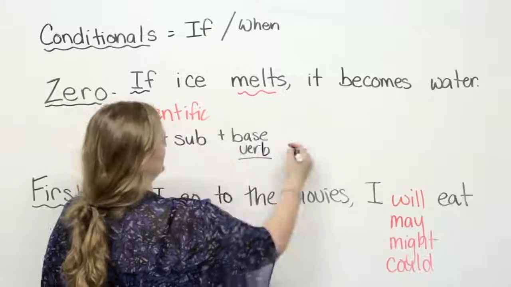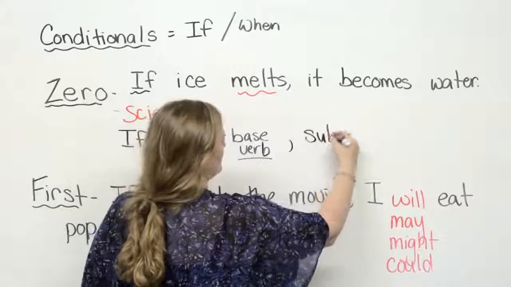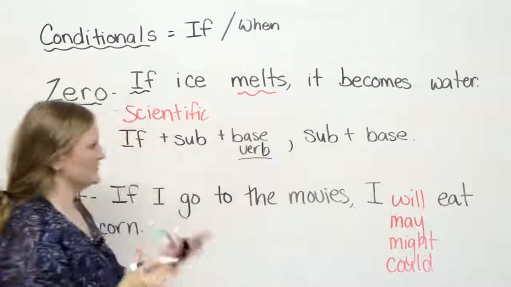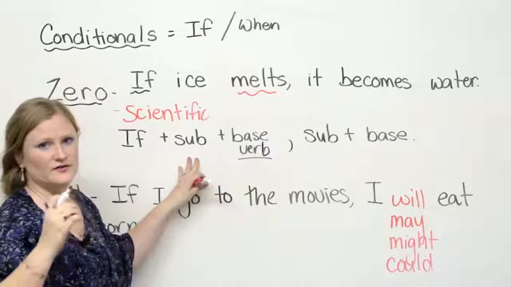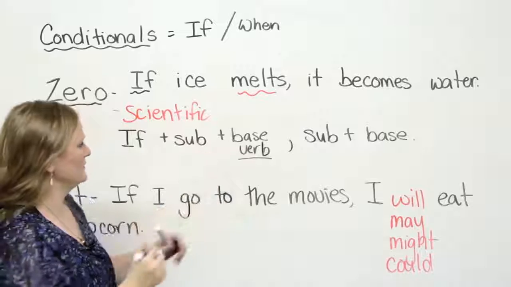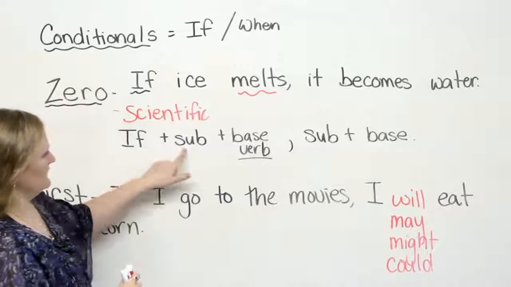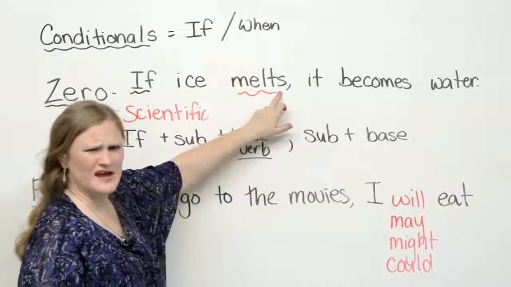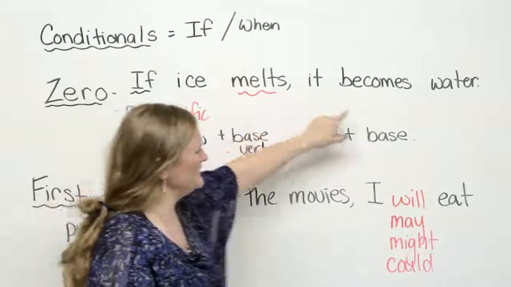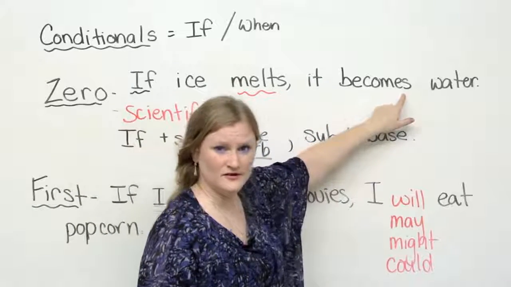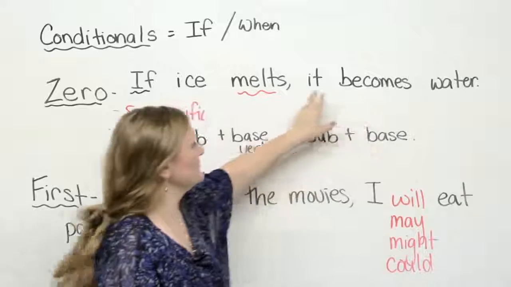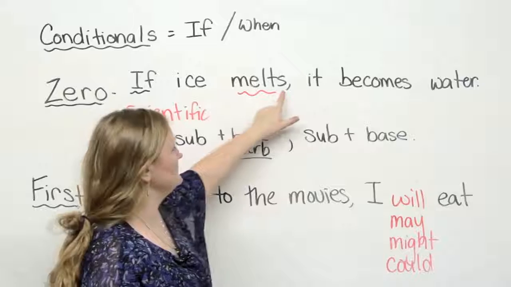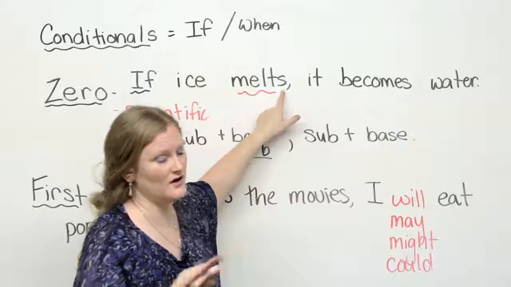So, if plus subject plus base verb, subject plus base verb, again. This is the basic zero conditional pattern or style of grammar. So, if we look at this, I have if, my subject is ice, and I have melts. Oh, why did I put an S on melts? And why did I put an S on becomes? Does anyone know the answer? The answer is because this is singular. It and ice is singular. If your subject is singular, you need to put an S on the verb 100% of the time.